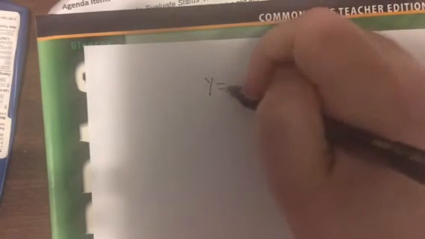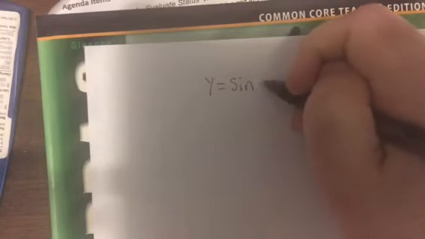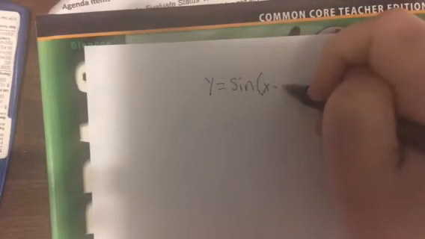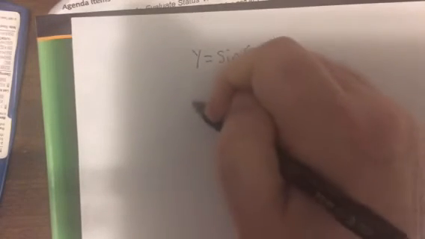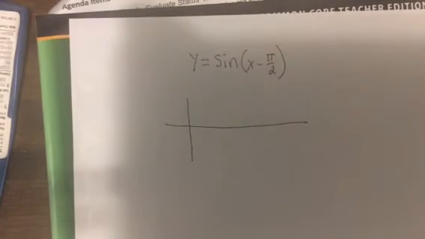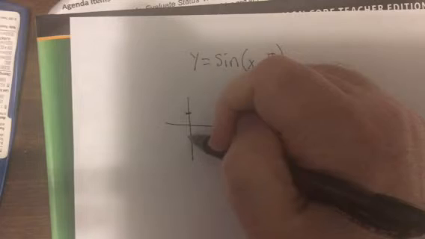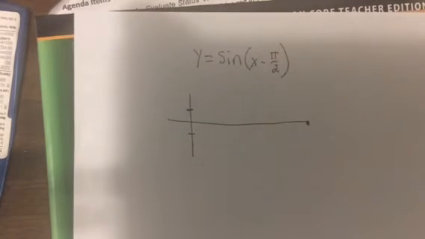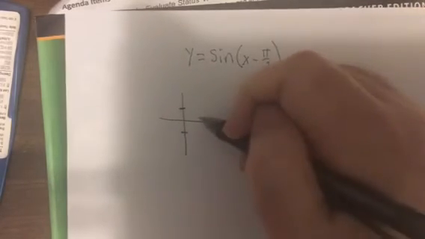Now, what if we're subtracting a number from the x? And we'll keep it in radians. Well, does anyone remember back when we did circles, parabolas, ellipses? Does anyone remember what happens when you subtracted a number from the x? Good job, it moved to the right. If you add a number, it moved everything to the left.